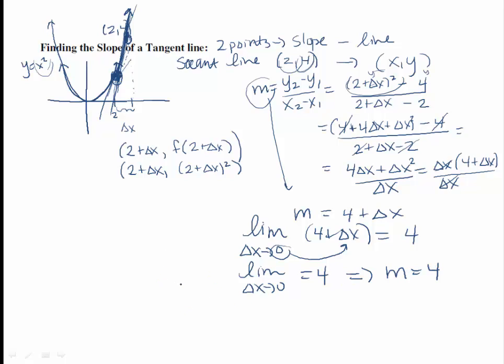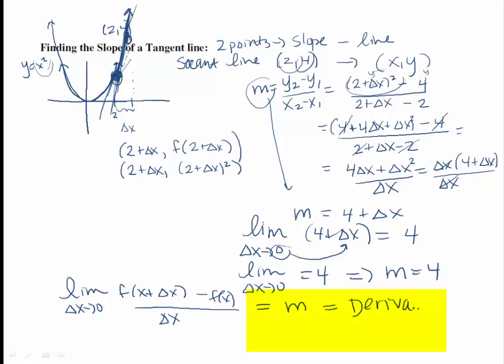Now, what does all this mean? Hopefully you recognize some of that work there. It means that when we take the limit as delta x approaches 0 of a function's change minus the original function, all over delta x, that should look familiar, that is actually going to give us the slope. And in a few minutes we're going to talk about what the slope means. Slope is going to actually mean the derivative of the function.